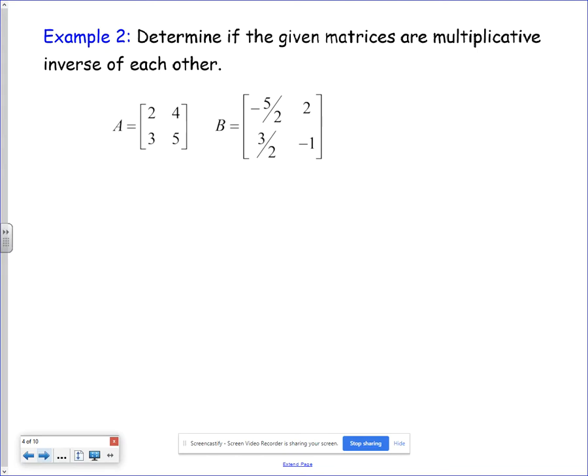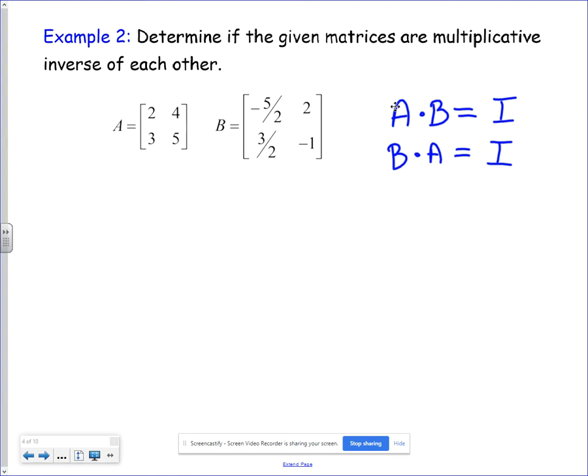Alright, so last example. Let's look at this. It says determine if the given matrices are multiplicative inverses of each other. I want to know, is matrix A and B inverses of each other? So what I'm going to do to figure out whether they're inverses of each other or not is multiply them together and see what I get. How do I know if they're inverses? Well, if I take A times B and I get the identity, then they're inverses. Or I could take B times A and I should get the identity. If they are inverses, when I multiply them together, they should give me the identity.